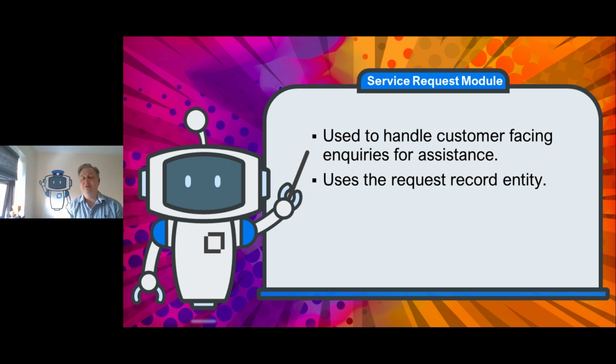I'm deliberately using the word assistance here because it could be where they're asking for something, right? You know, I need a new laptop. I want to get access to something. But it could also be that they need some kind of support. You know, it could be, should we say, some kind of inquiry, maybe something's not working, or where do they need to go for something, or maybe they want to make a complaint. You've got that broad range of, should we say, customer service that you need to provide from a single module. And the service request module utilizes that request record entity to help drive that through.